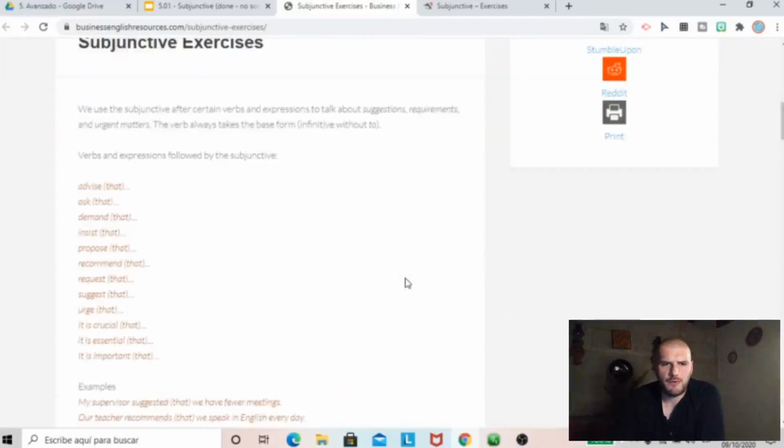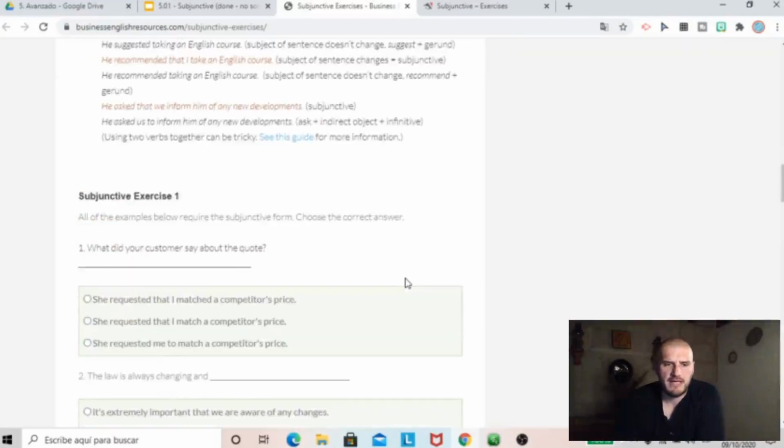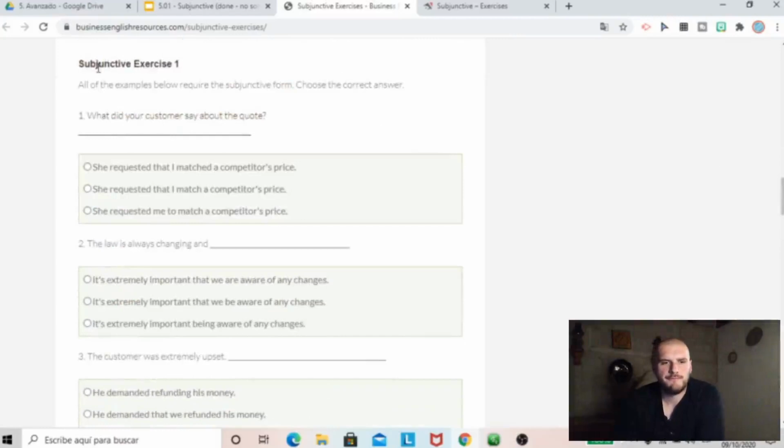There's some more grammar explanation here, and then keep going down, down, down, and eventually you get to this part which says subjunctive exercise 1, okay? All of the examples below require the subjunctive form. Choose the correct answer. What did your customer say about the quote? She requested, so this is going to be a mandative, right? She requested that I matched a competitor's price. She requested that I match. She requested me to match. I'm going to say that it's this second one, okay?